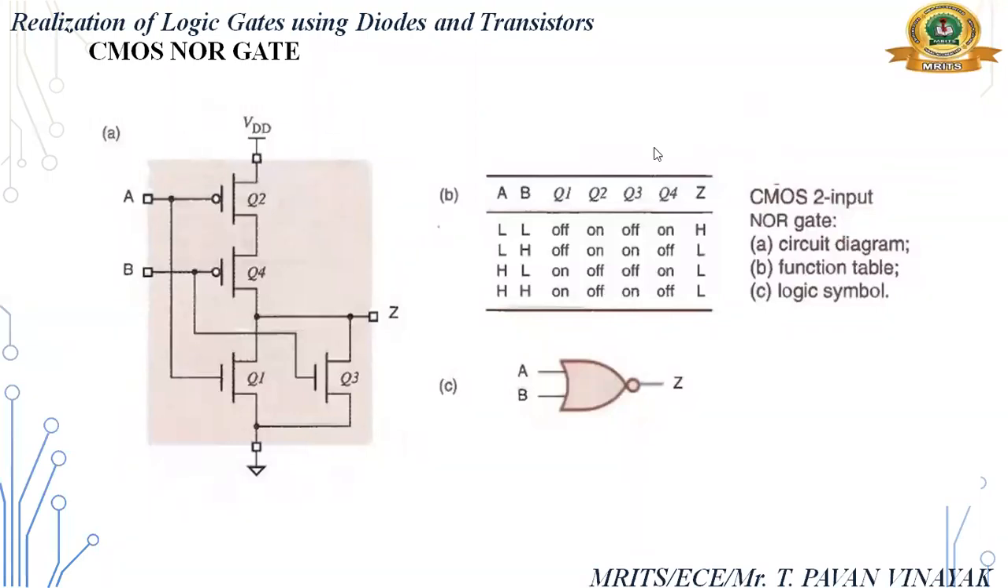Like that, we learned all the logic families. Out of these logic families, DTL, ECL, TTL, CMOS, and RTL, these five are important. These five logic families are important. Okay, thank you.